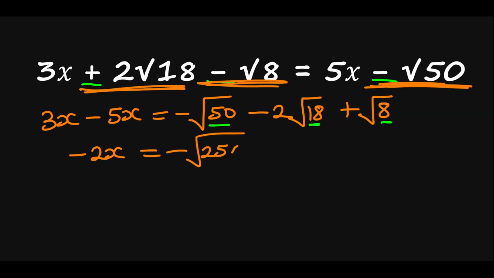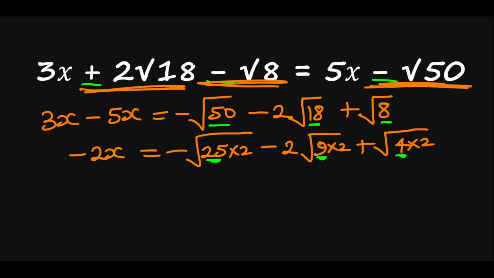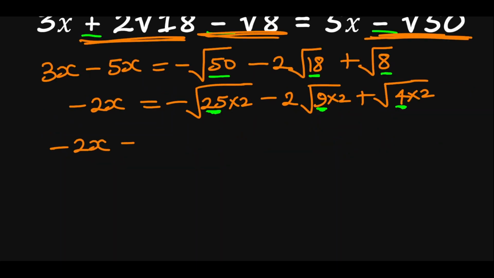Root 25 times 2, minus 2 root 18, is the same thing as 9 times 2, then plus 8 is the same thing as 4 times 2. Now from what we see, we know that the square root of 25 is 5, the square root of 9 is 3, and the square root of 4 is 2. So it makes our life easy. If we pull out all those roots, we will have root 2 left in all the roots on the right. So this now gives us minus 2x is equal to minus 5 root 2.